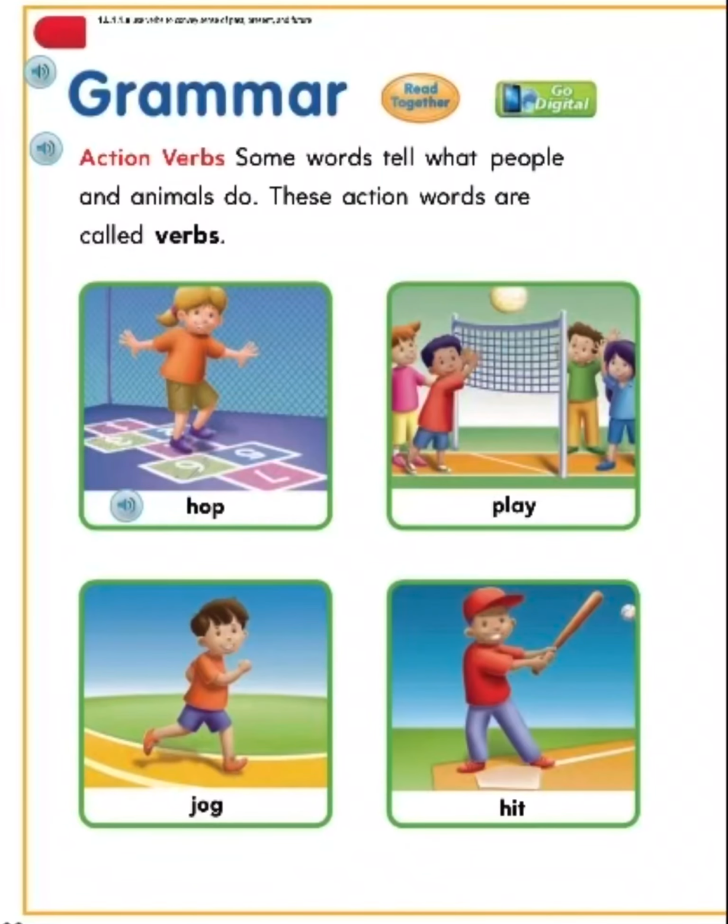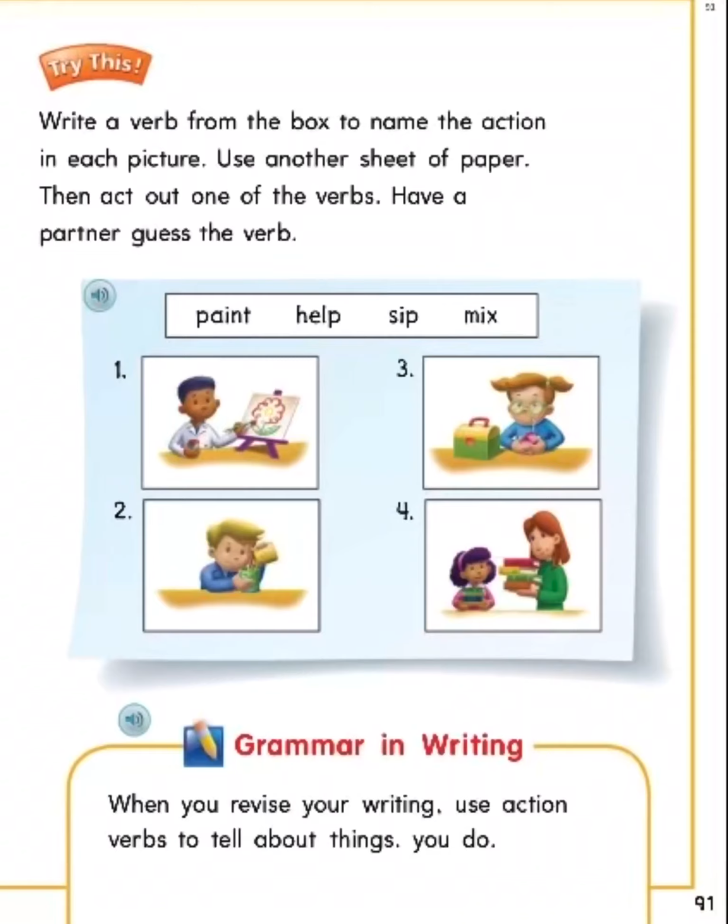Grammar. Action verbs. Some words tell what people and animals do. These action words are called verbs. Hop, play, jog, hit. Try this. Write a verb from the box to name the action in each picture. Use another sheet of paper. Then act out one of the verbs. Have a partner guess the verb. Paint, help, sip, mix.